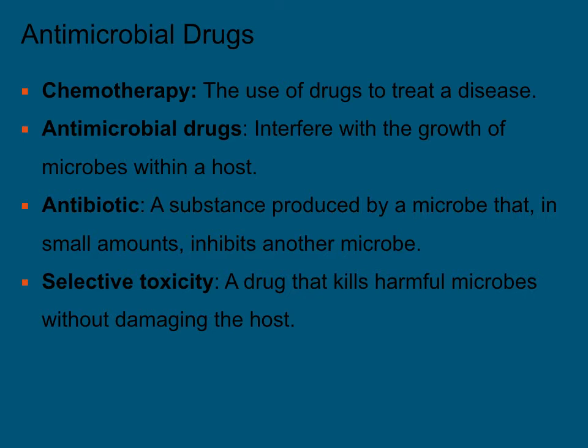So if we target peptidoglycan as a form of chemotherapy, then we are being very selective about what we are toxic against. So selective toxicity is one that's going to kill the bacteria or inhibit its growth, to have some kind of effect on the microorganism, but not have an effect on the actual host tissue itself.